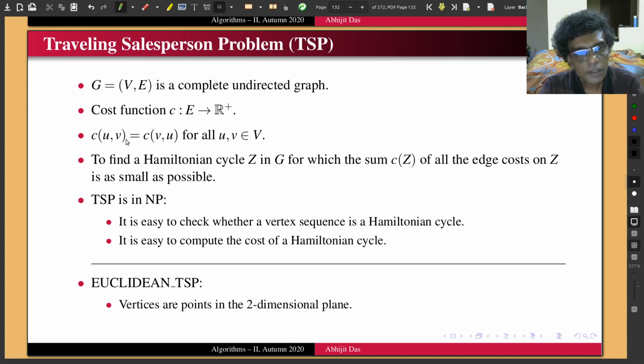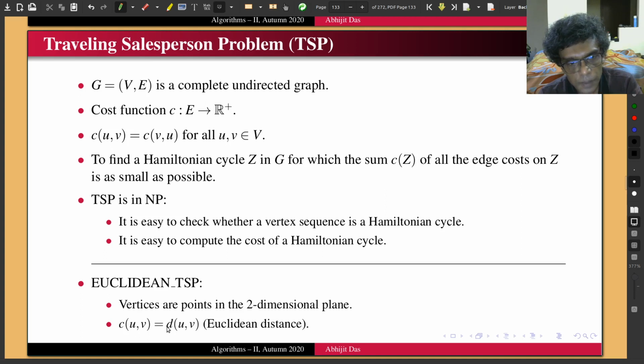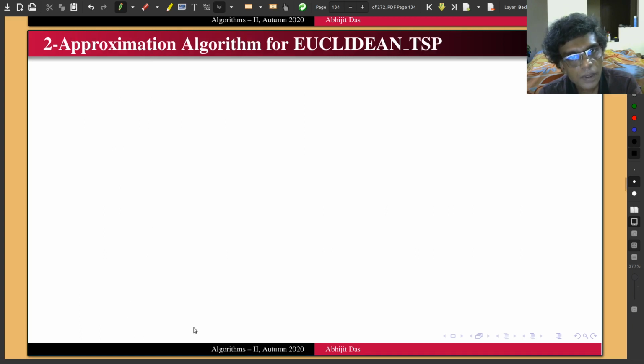And these cost functions are nothing but Euclidean distance between pairs of cities. So C(U,V) is nothing but the Euclidean distance, which is definitely symmetric about its two arguments. Now I will tell you a two-approximation algorithm for the Euclidean traveling salesperson problem. Okay. So the steps go like this.